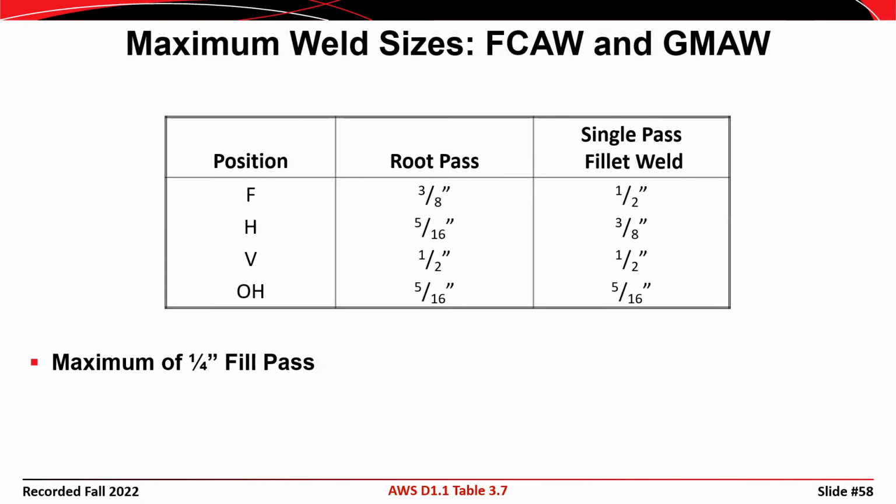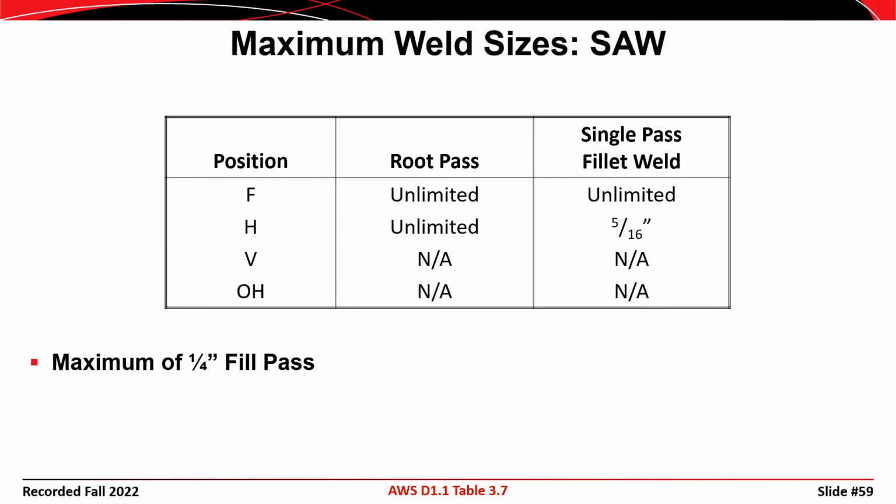Okay, if you're dealing with flux cored or gas metal arc welding, then you have these as your maximum sizes. In the flat or horizontal position, you have 3/8 or 5/16 for the root pass, or in a fillet weld, you would have a 1/2 inch or 3/8 of an inch for the maximum single pass fillet weld. And then finally, for submerged arc welding, you can only perform this in the flat and the horizontal position, and basically you can deposit as much weld metal as you want. This is an automated process, so you can program the weld machine so that it goes slowly and has a nice uniform process to it. So it's unlimited in size.